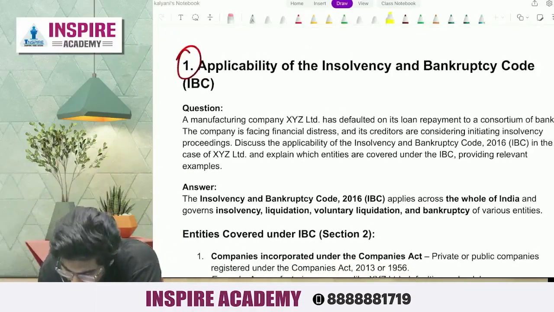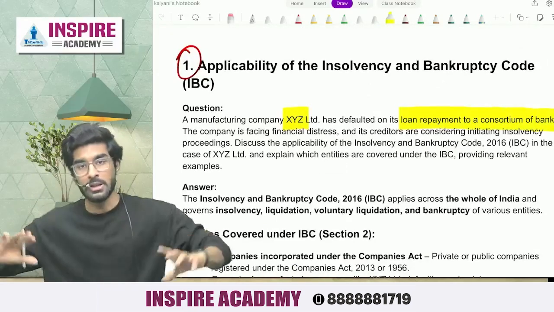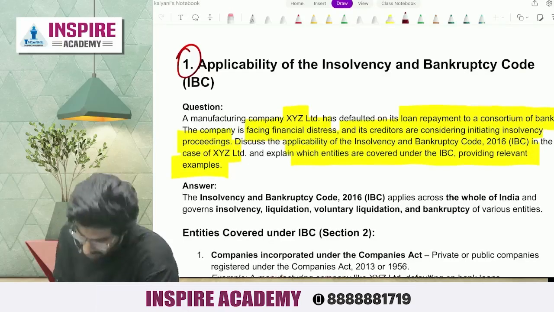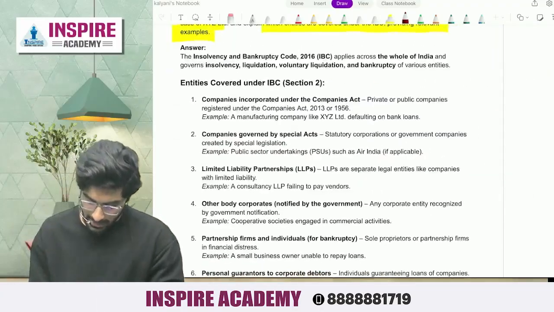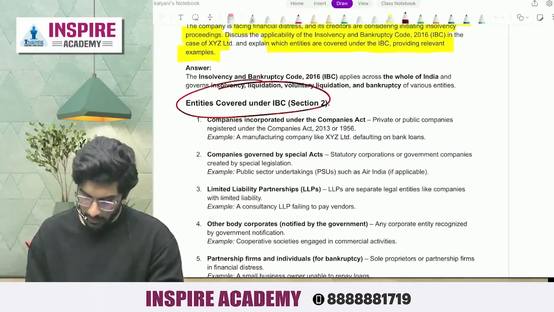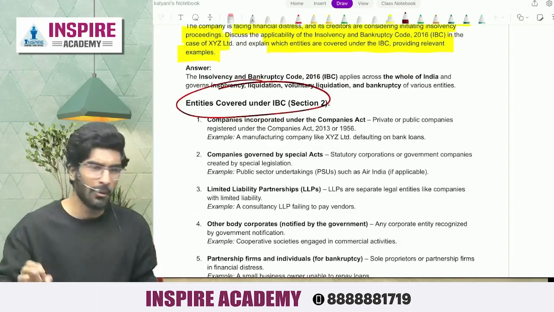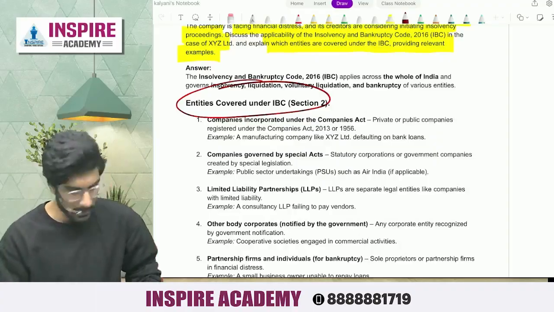A manufacturing company XYZ Limited has defaulted on its loan repayment to a consortium of bankers. Consortium means a group of banks. The company is facing financial distress and its creditors are considering initiating insolvency proceedings. Discuss the applicability of the Insolvency and Bankruptcy Code 2016 in the case of XYZ and explain which entities are covered under IBC, providing relevant examples. So you have to simply give examples and points as to which category of persons and entities IBC 2016 is applicable, along with examples which I have already given you, people. Yes or no, people? That's it.